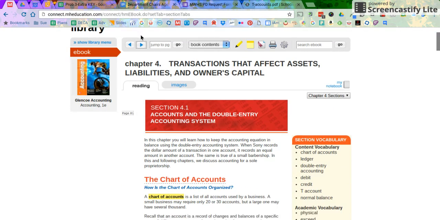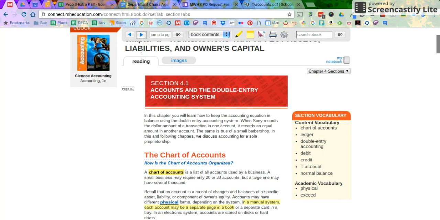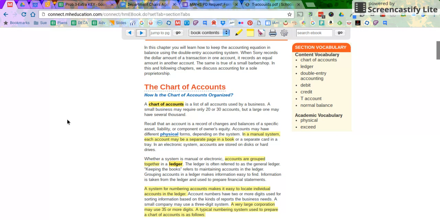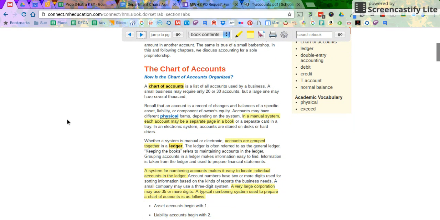Looking at 4.1, we start off and talk about something called the chart of accounts. We learned in chapter 3 that an account is a place where we see the increases and decreases in a specific account like cash or capital. Some businesses, small sole proprietorships, only need 20 or 30 accounts. A large company is going to have thousands to several thousands of accounts.